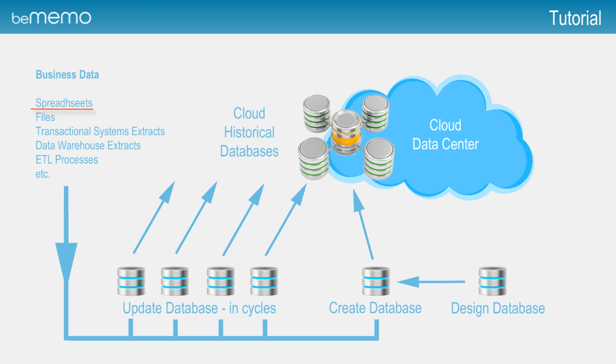Data for the BMemo databases can come from several sources: a simple spreadsheet, data files, extracts from transactional systems, or data warehouses. The input processes can be part of already implemented, or new, ETL flows.